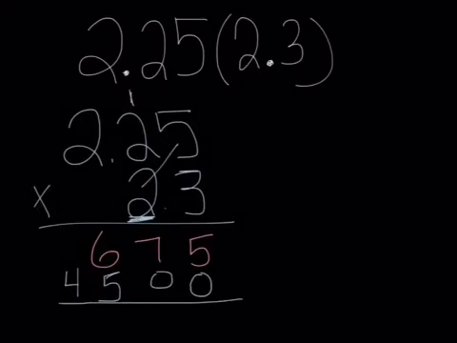The last step is to add up your answer. I'm going to have to add from the right. So I get 5, 7, and then 6 plus 5 gives me 11. I would have carried a 1, and 4 plus 1 is 5.